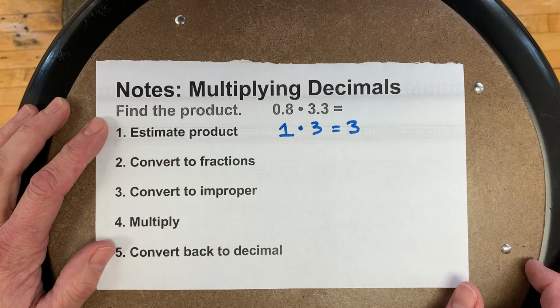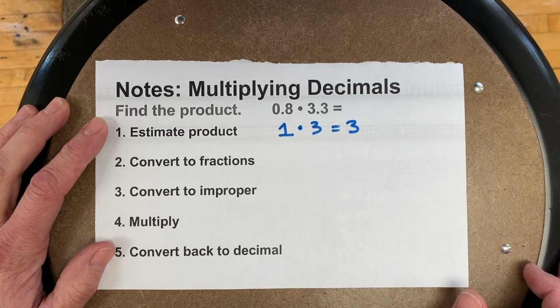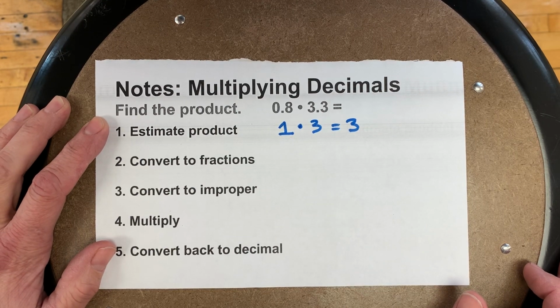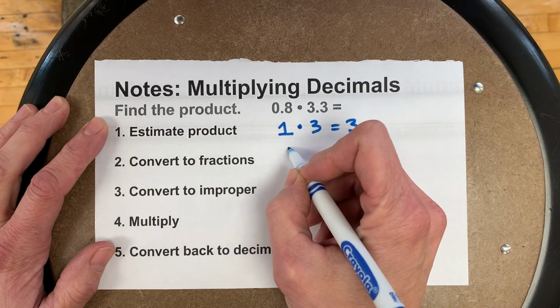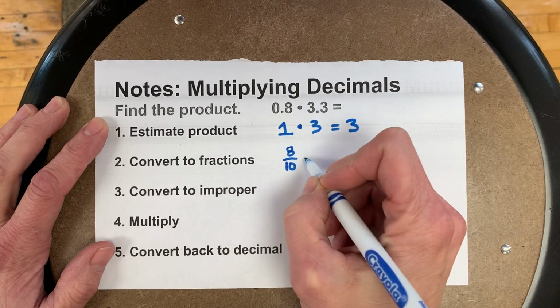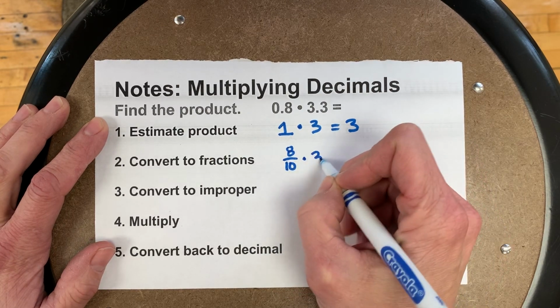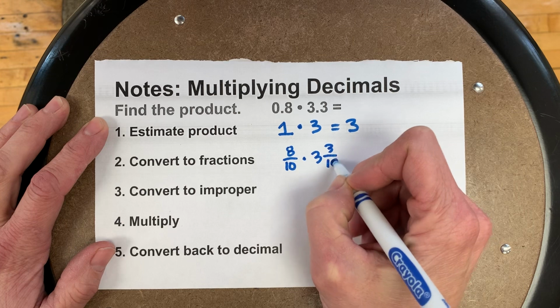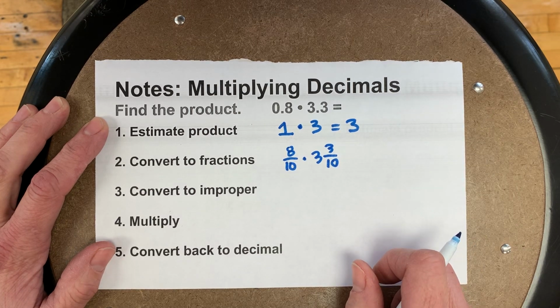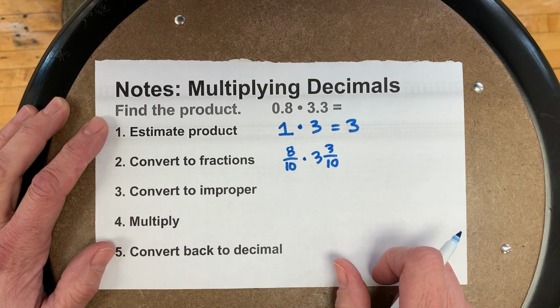Second step is convert to fractions. So if we read these properly, they're easy to write in fraction form. First decimal we have is 8/10, which we can write as 8/10. And we're going to multiply that by 3 and 3/10. So reading the correct place value will help us get our fractions written correctly.